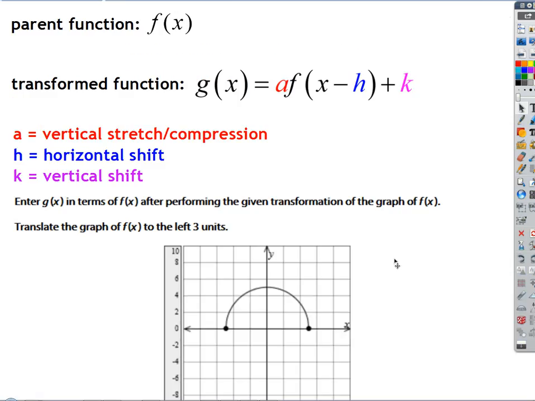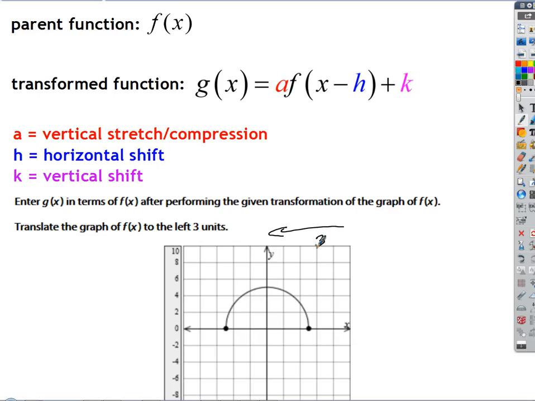So now the question is, how are we going to write that in terms of the function g of x? We want to write g of x in terms of our original f of x, right? So which thing are we doing? If we're going to go left by 3, which of those 3 parameters does that involve? H. It does not involve A. We're not doing any vertical stretching. We're not doing any vertical translation. So get rid of those.